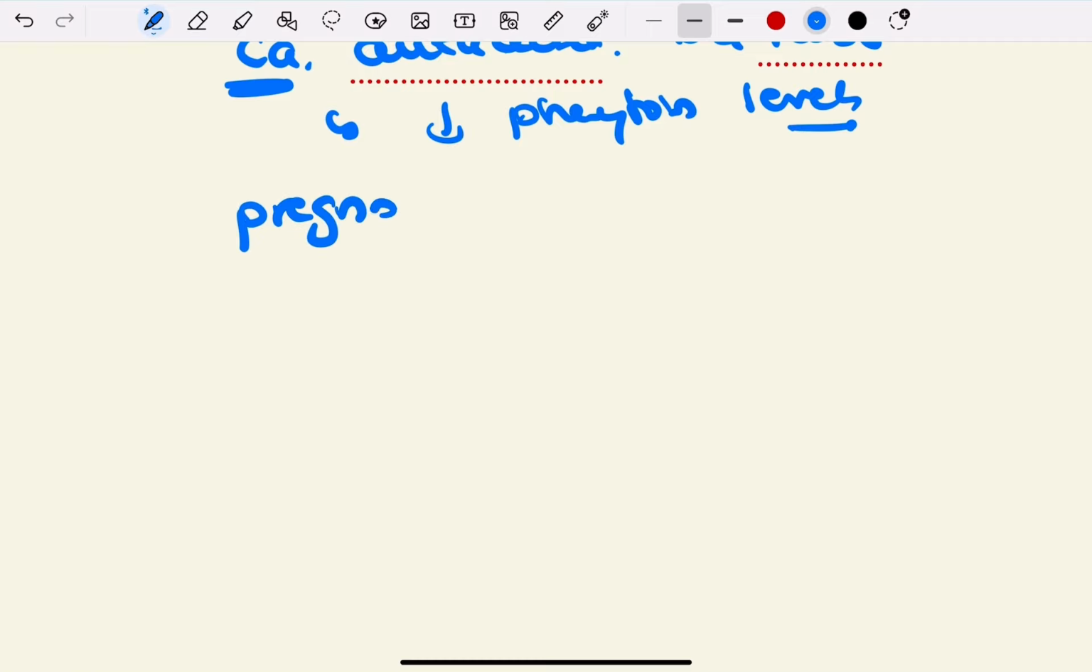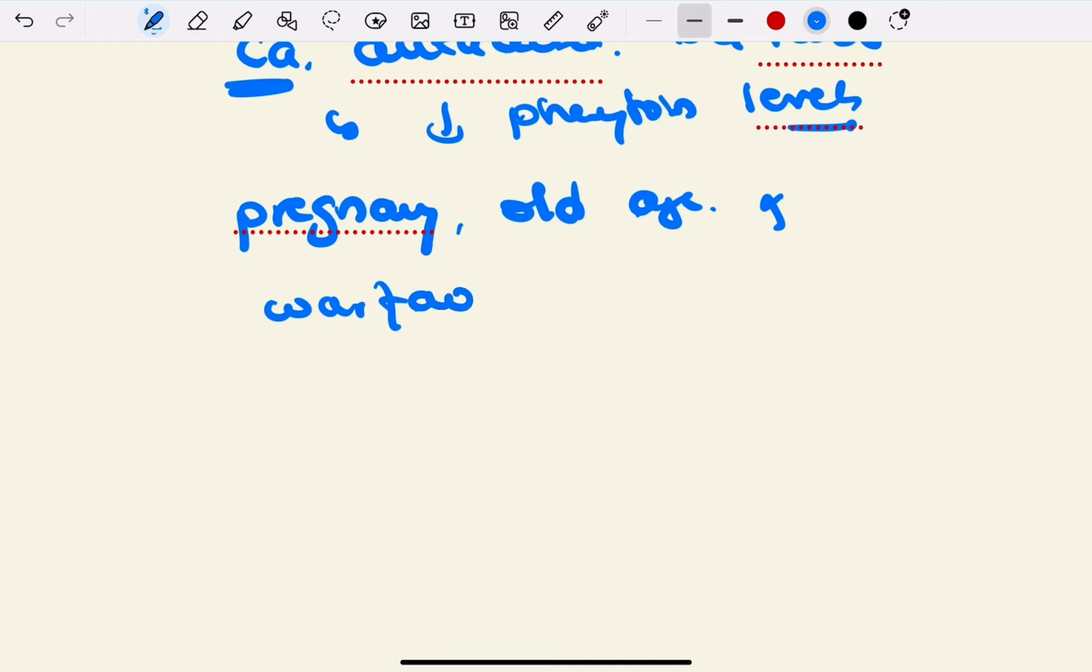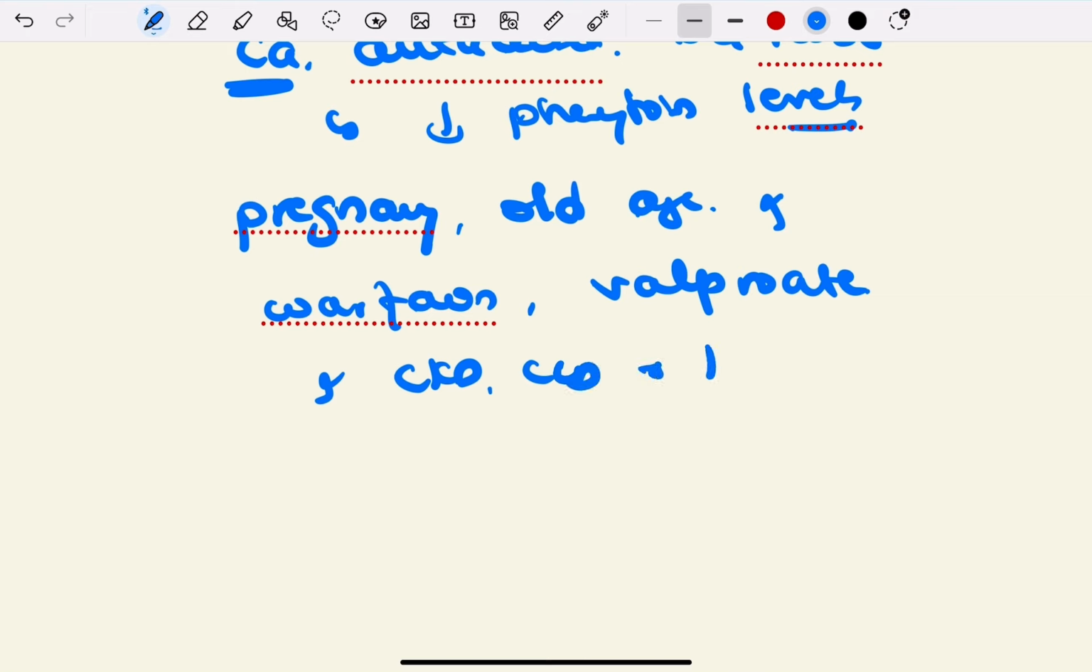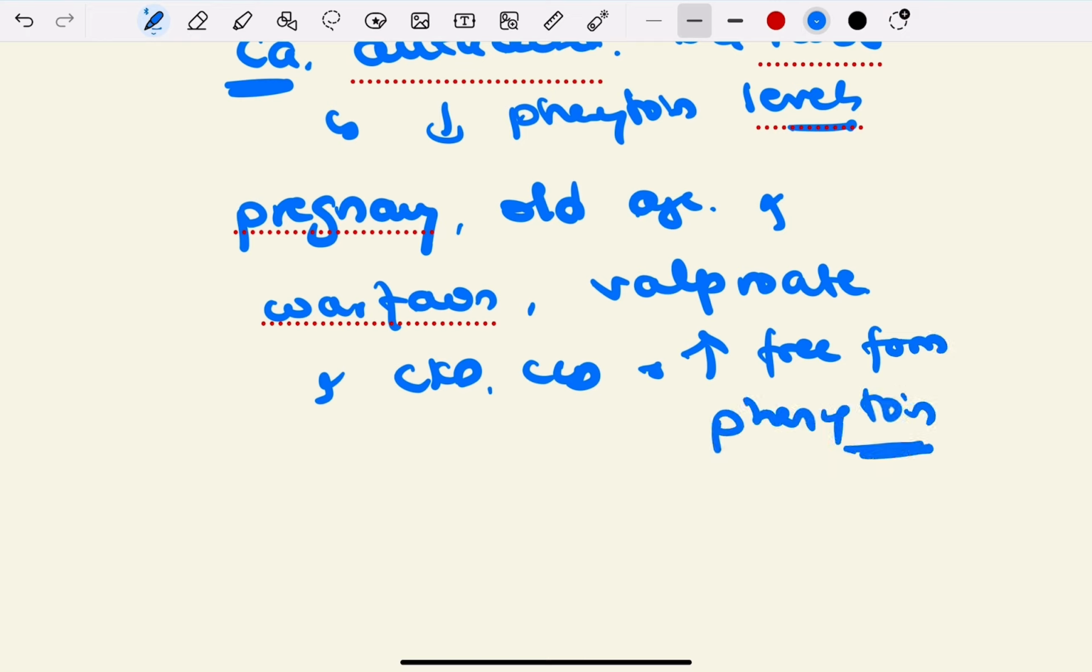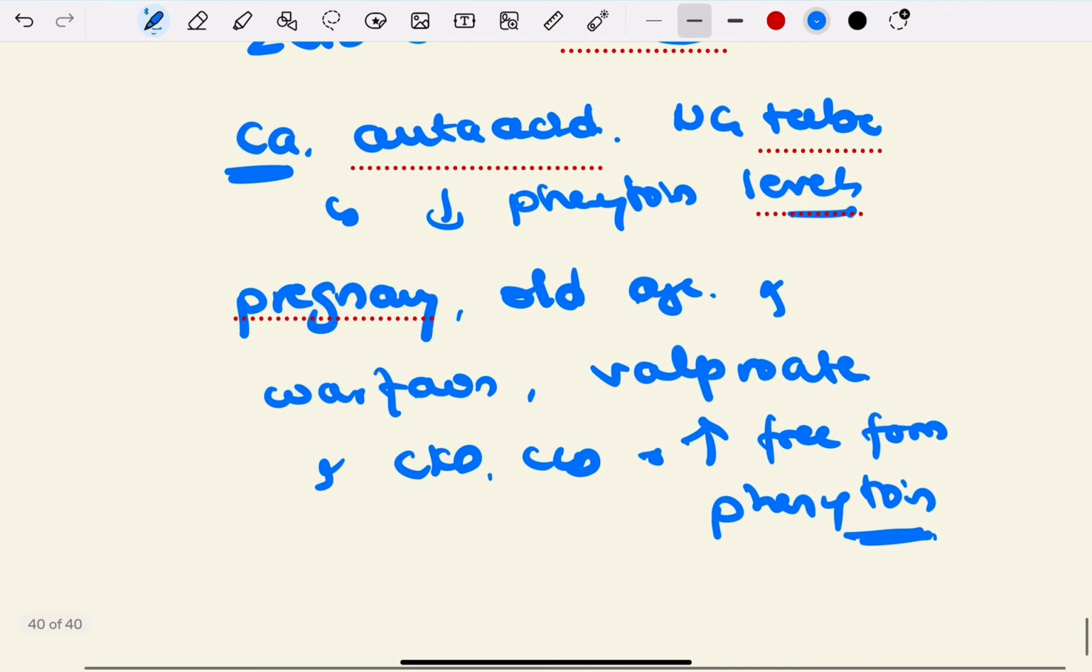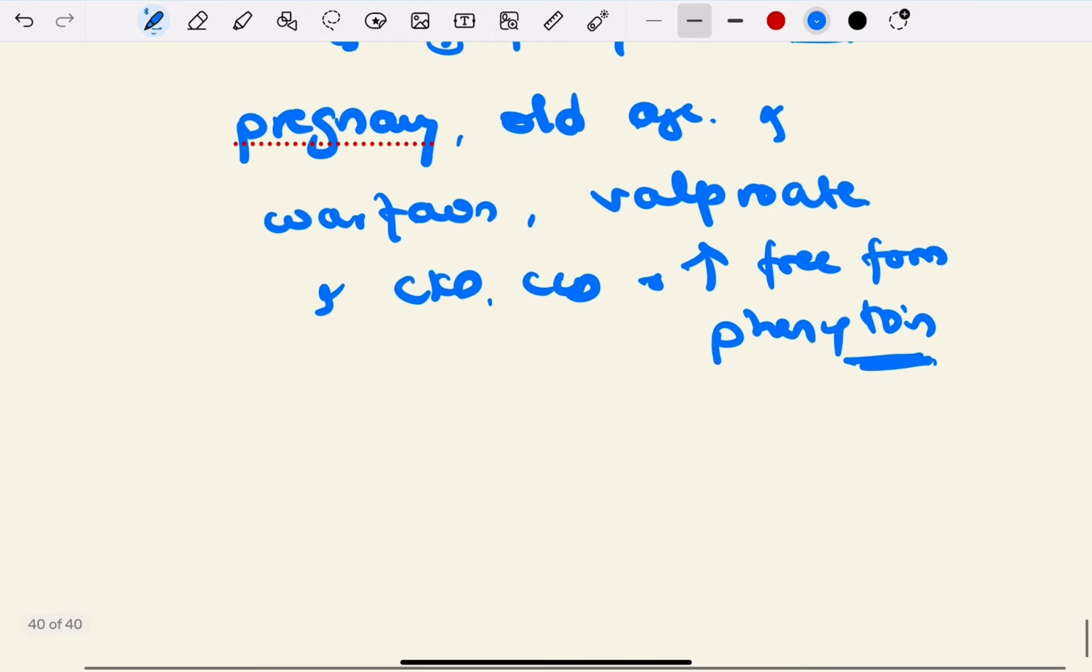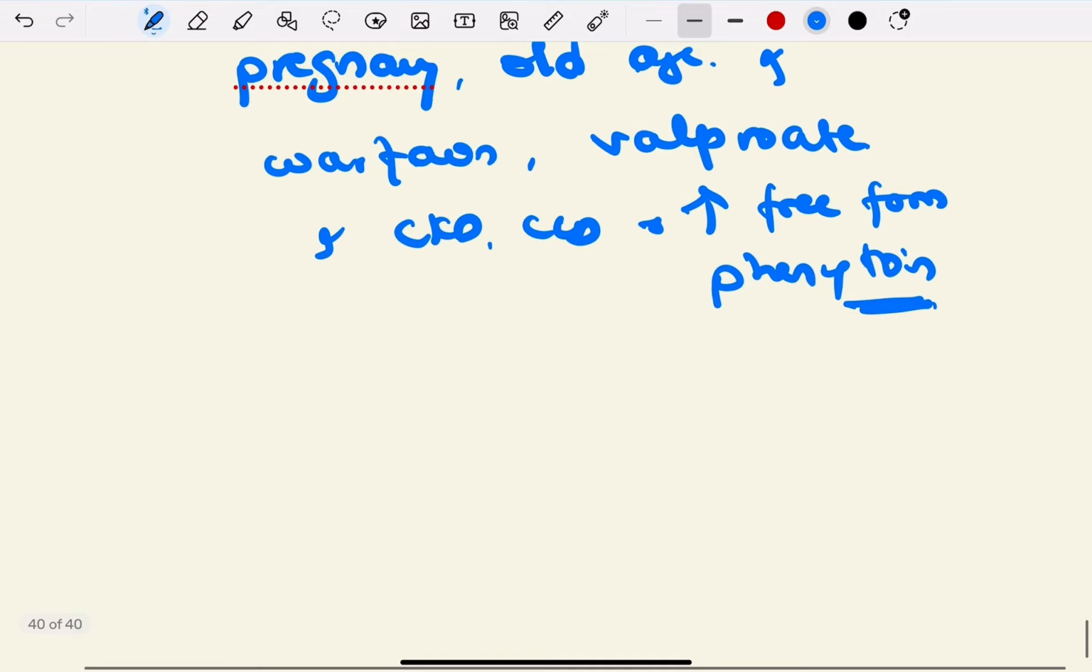Pregnancy, old age, and drugs like warfarin, valproate, and diseases like chronic kidney disease, chronic liver disease, all these will increase the free form of phenytoin. Free form means effective or active form. So all these conditions will increase the phenytoin. Calcium, antacids, NG tube reduce the phenytoin levels. Pregnancy, old age, warfarin and valproate, and conditions like CKD and CLD will increase the phenytoin levels.